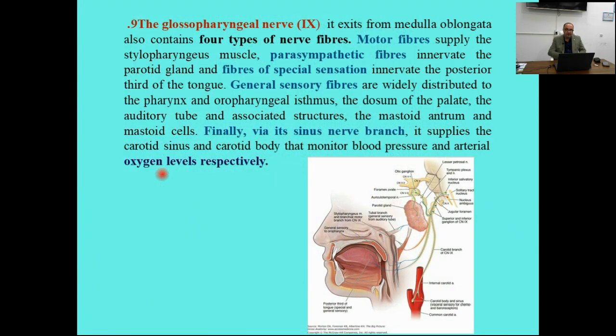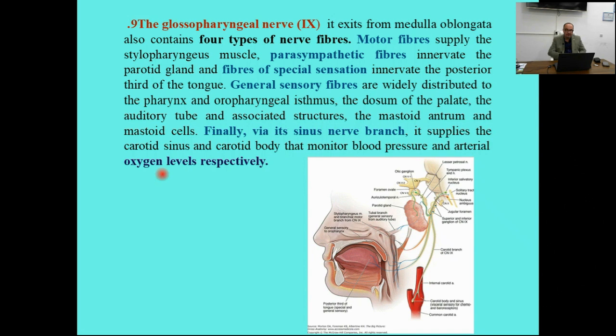The 9th cranial nerve is the glossopharyngeal nerve. It exits from the medulla oblongata and contains 4 types of nerve fibers. Motor fibers supply the stylopharyngeus muscle, parasympathetic fibers innervate the parotid gland, fibers of special sensation innervate the posterior third of the tongue, and the general sensory fibers are widely distributed to the pharynx, oropharynx, dorsum of the tongue, the auditory tube, and associated structures, the mastoid antrum and the mastoid cells.